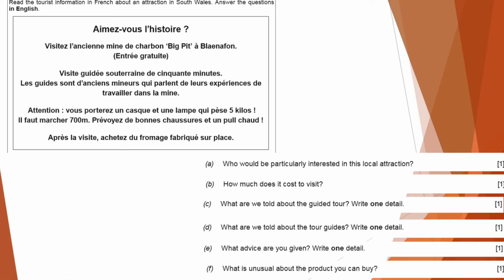Now for these here, if you wrote 2 details and one of them you get wrong, that one you get wrong will count as a minus, okay? So please make sure you only write one detail in case you get the other one wrong, because it will cancel out the right one. Okay, so the tour guides, 2 details.